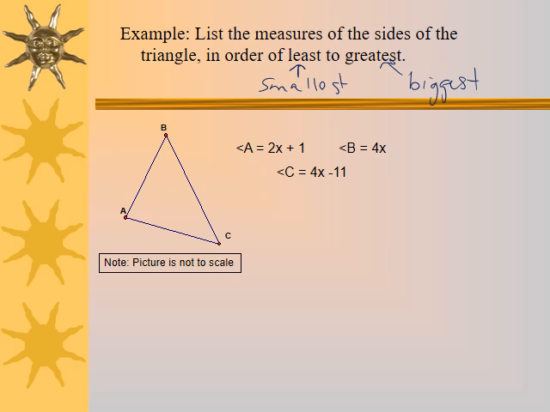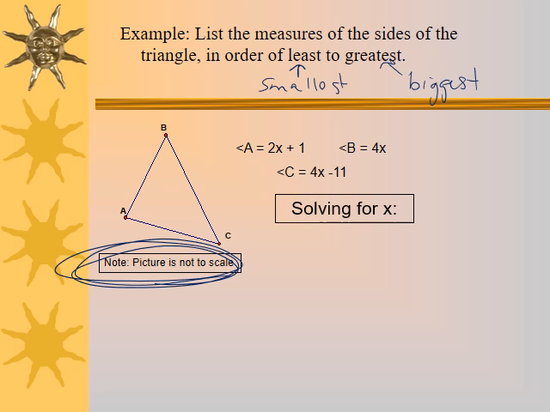Notice they put a very, very important thing in here. It says this picture is not drawn to scale. So even though it looks like angle A would be the biggest because it looks like BC is the biggest, we don't know that. We have to actually use our angles to figure that out. Now the only thing that we know about any angles of a triangle is that they have to add up to 180 degrees. So we're going to use that to solve for x.